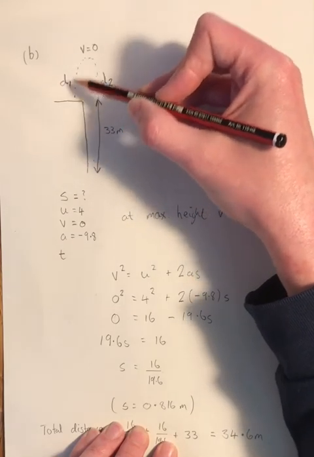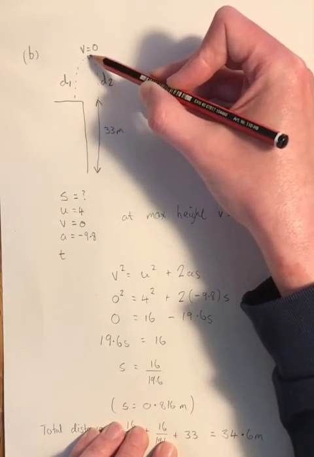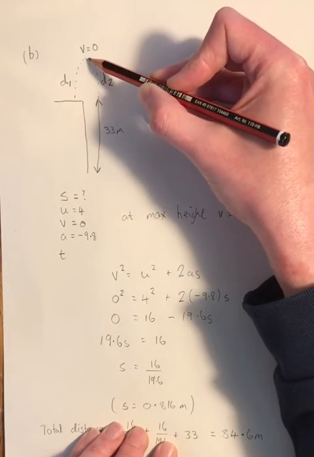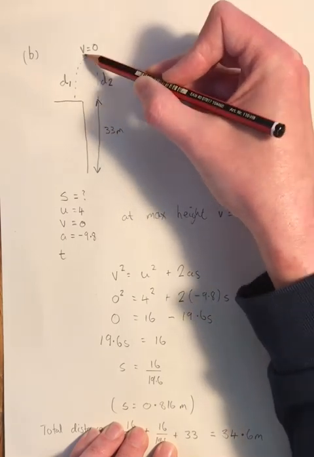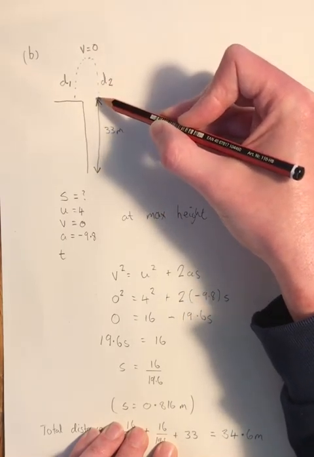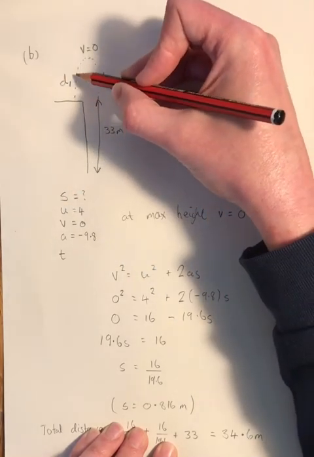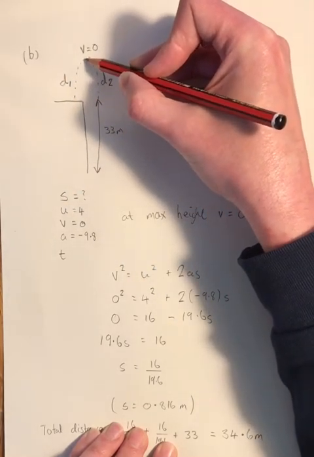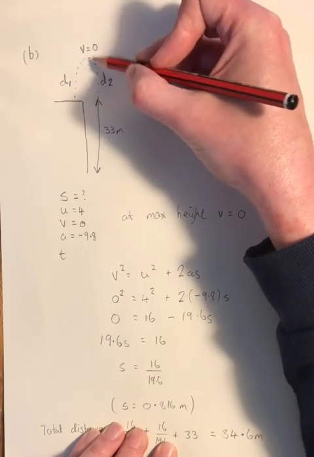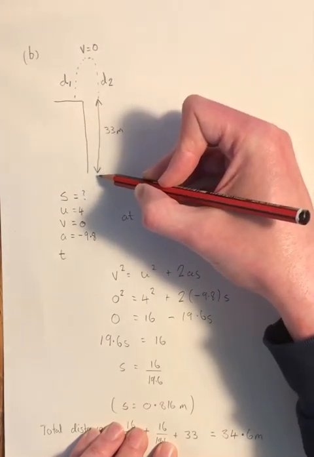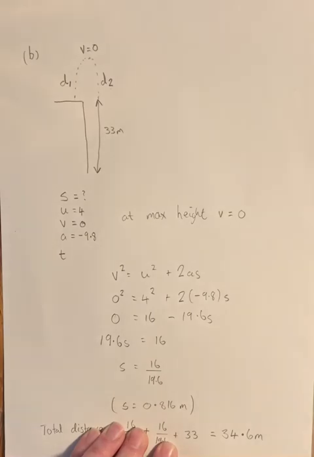So that D1 there is the distance from where it's thrown to the top, where the velocity is 0. D2 would be the same distance because it would go back down to where it started, and then it would fall a further 33 metres. So if we can work out the maximum height it reaches, then we'll be able to work out D1 plus D2 plus the 33 metres. Right, so let's give it a go.